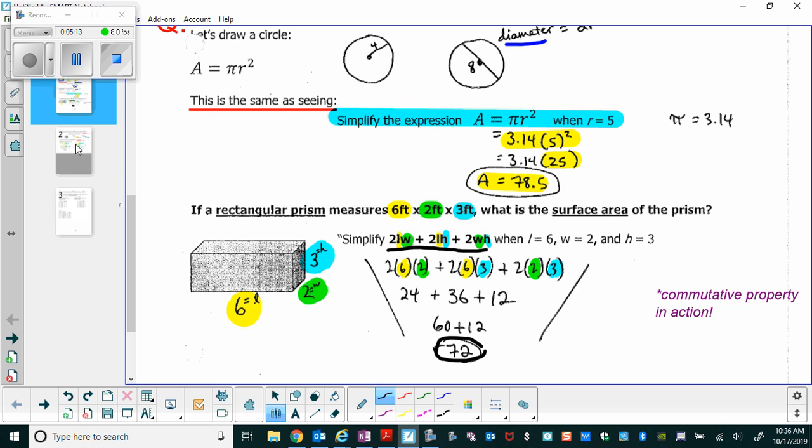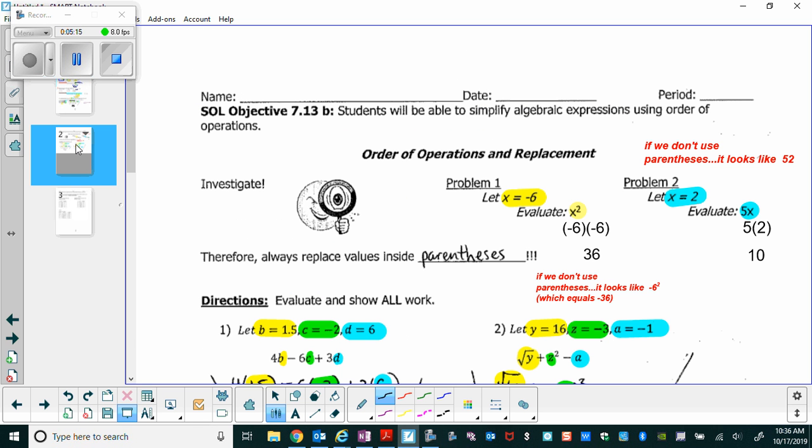So now we're going to flip over and we're going to see this less with formulas and more with just random algebraic expressions. And I'm going to start off here at the top. Take a look at problem 1. We're told that x equals a negative 6 and we want to evaluate x squared.